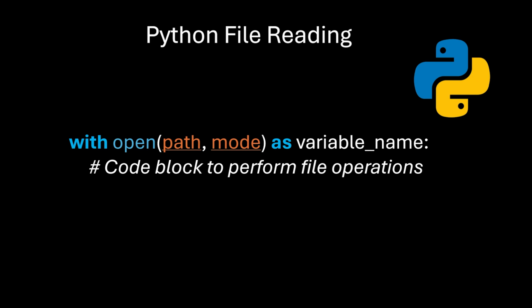You should use the open function and inside the parentheses provide the path of the file on your computer and the mode. After that, type as and a variable name. So the variable name is now the file object created by open due to the as keyword here. After you type this, just use proper indentation after with and create your code block to perform file operations.